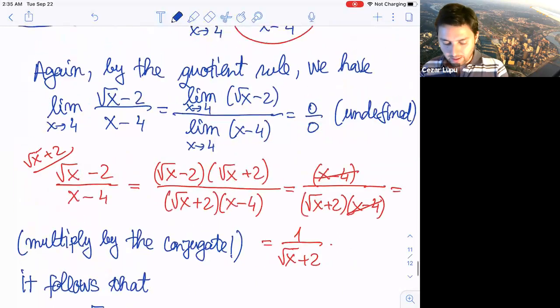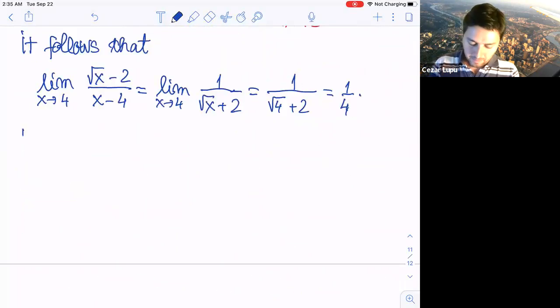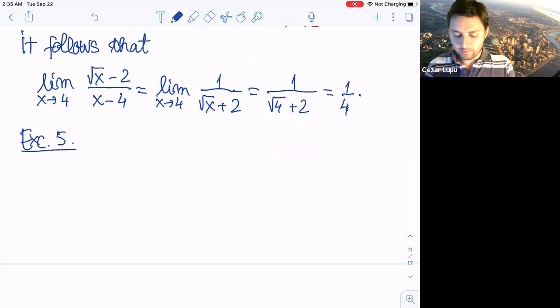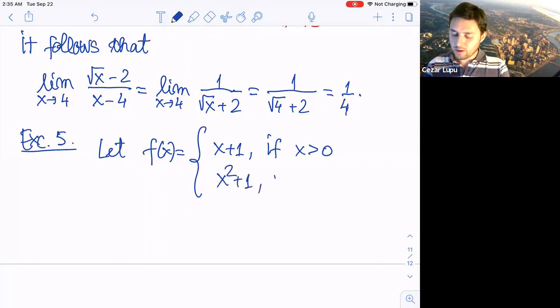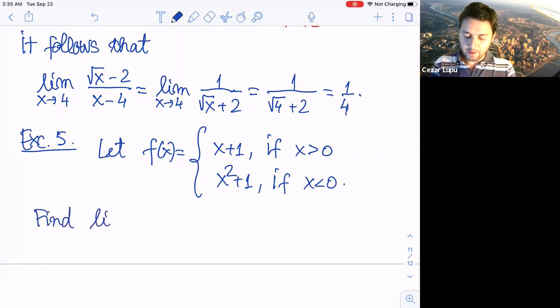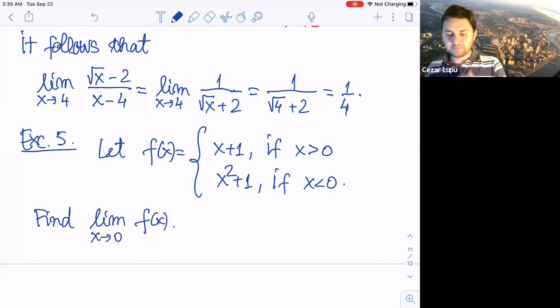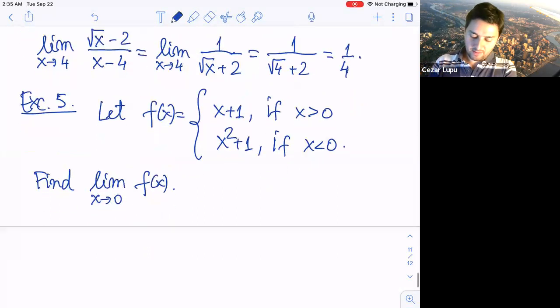All right, now let's do another exercise, exercise 5, which says the following. Let's consider a piecewise function. Let f of x be the following function: x plus 1 if x is positive, and x squared plus 1 if x is negative. And now the question is, find the limit as x approaches 0 of f of x. So what is this? Well, keep in mind, if we look at the function, it is not defined at 0.